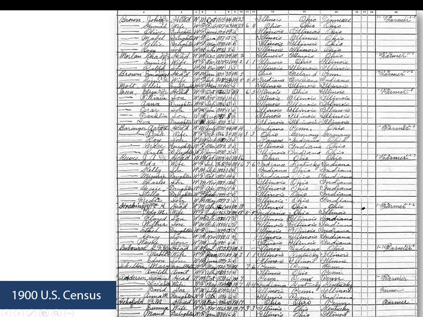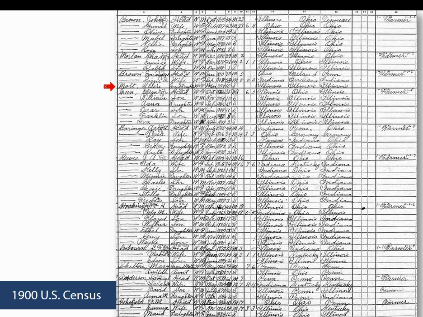And then by 1900, Emmanuel is now living with his second wife. So it says that Emmanuel was born in Ohio in 1830, that he's living with Lizzie, and he's also there with his granddaughter. And his granddaughter is listed as Bessie Molt. So here they are.